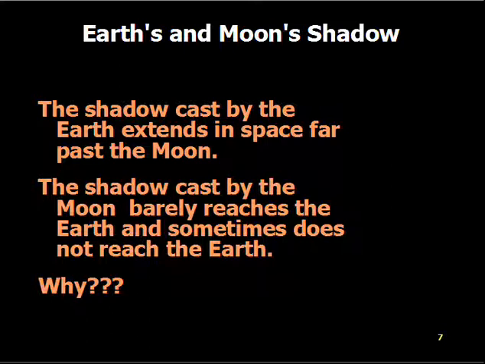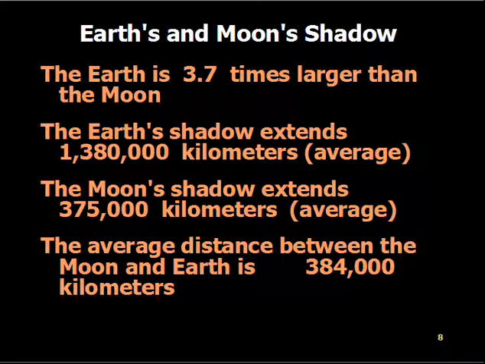And the shadow cast by the moon, this shadow barely reaches the Earth. So it's not as long as the Earth shadow. Why is that, do you think? Well, hopefully you realize that the reason is that the Earth is larger than the moon, and consequently its shadow goes further in space.